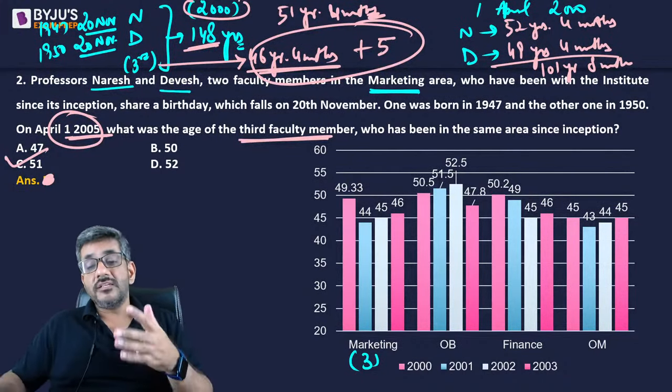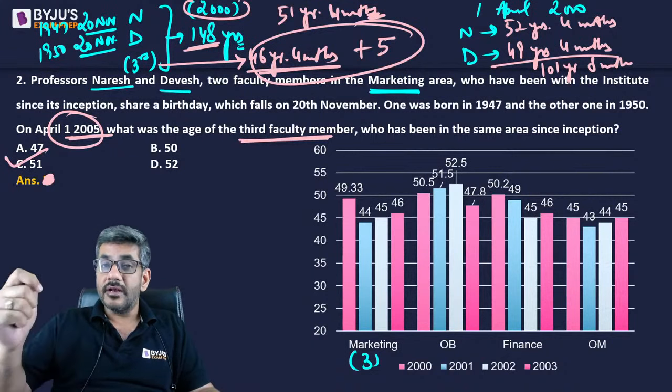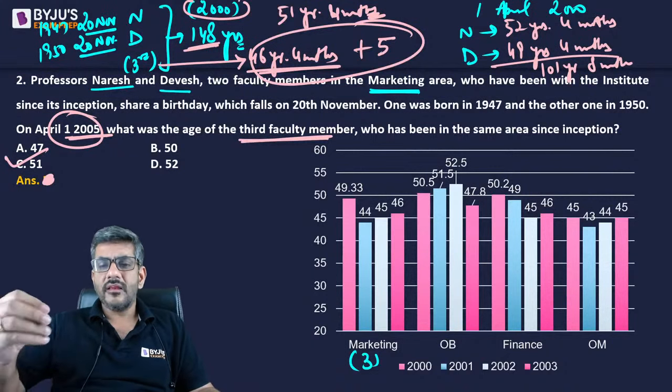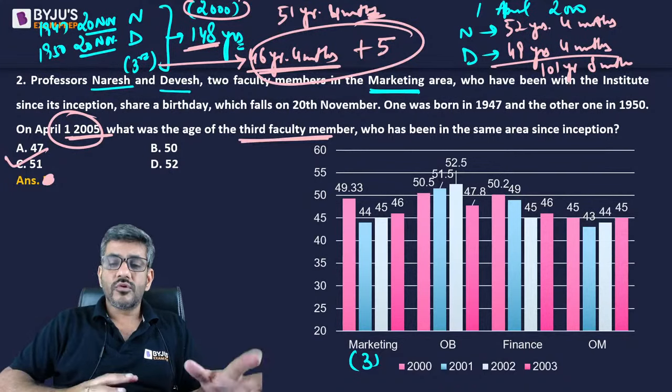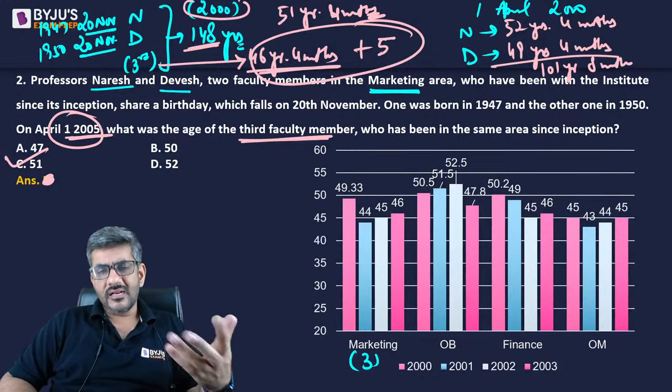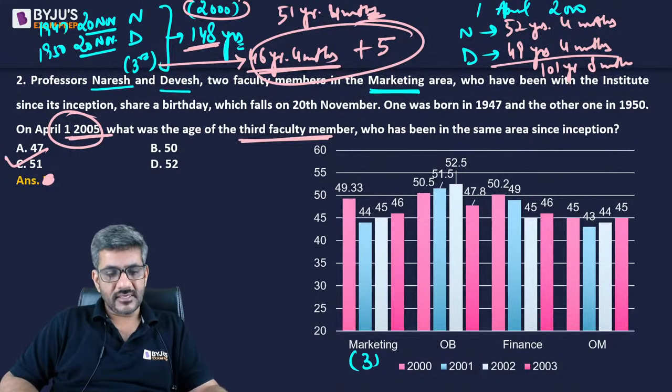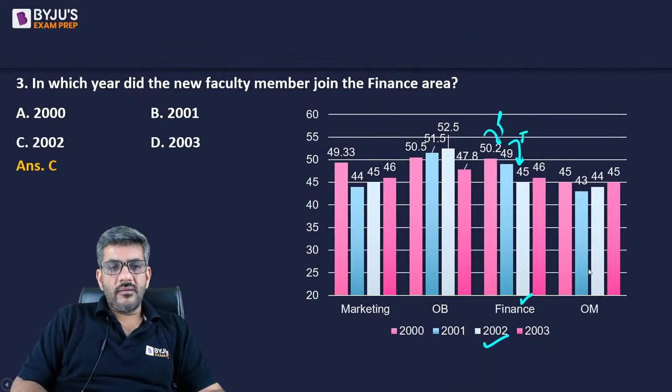But one whose concept of averages is not clear would keep on calculating. When did he retire? When did he join? In which area retired? In which area joined? He will be in tension, he will have problems. And that person might take 7-8 minutes on this set. Okay, we'll move on to the next set now.